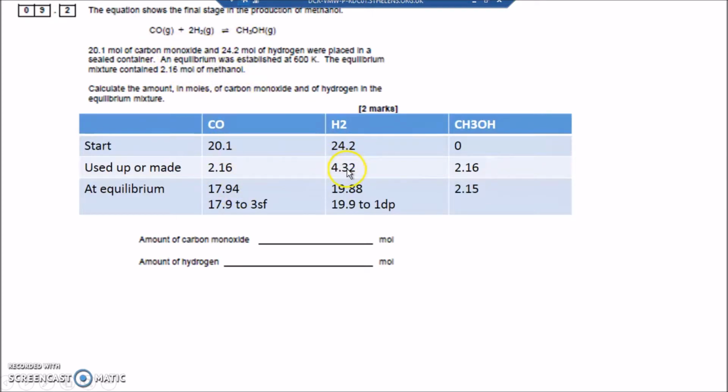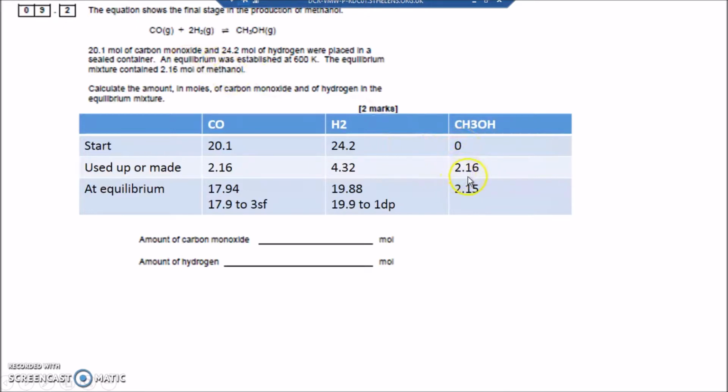24.2 take away 4.32, so I've started off with 24.2 moles of hydrogen. I've used up 4.32. I've got 19.88. Again to 3 significant figures, so I'm going to round up to 19.9 or to 1 decimal place, whichever you prefer. 3 significant figures is easier to understand.